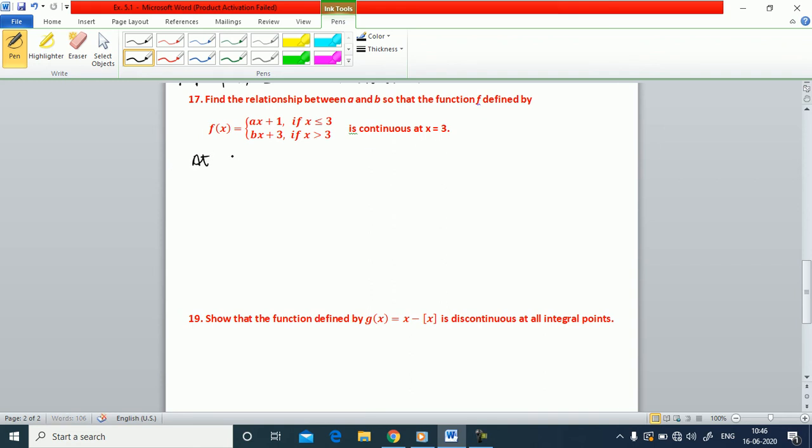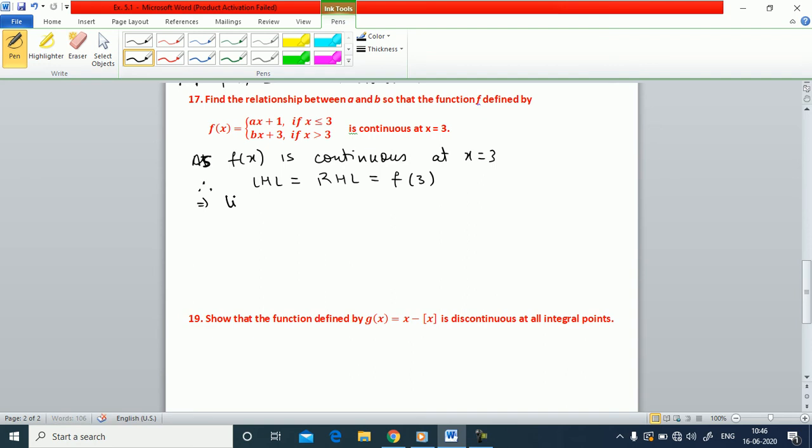So we can say as f(x) is continuous at x is equal to 3. Therefore, what can we say? The left hand limit should be equal to the right hand limit, and that should be equal to the value of the function at 3. All these three things should be equal. Okay, let us write all these.